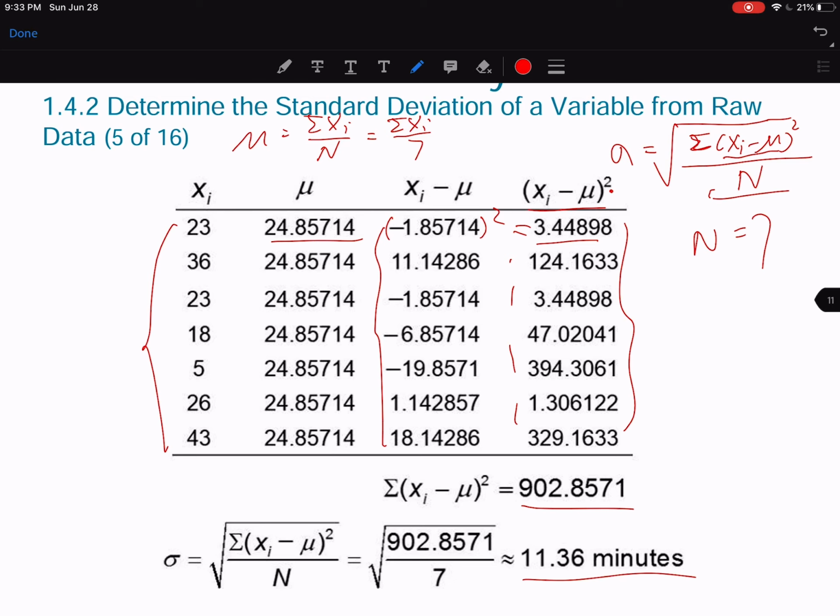I won't go over the calculation by hand in this video, but I'm going to make a video later to show you how to calculate the population standard deviation and sample standard deviation on the calculator. I'll make a video about that later.